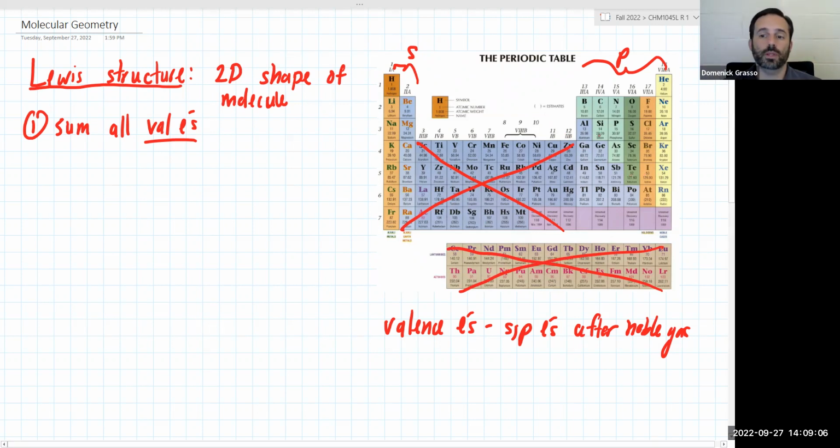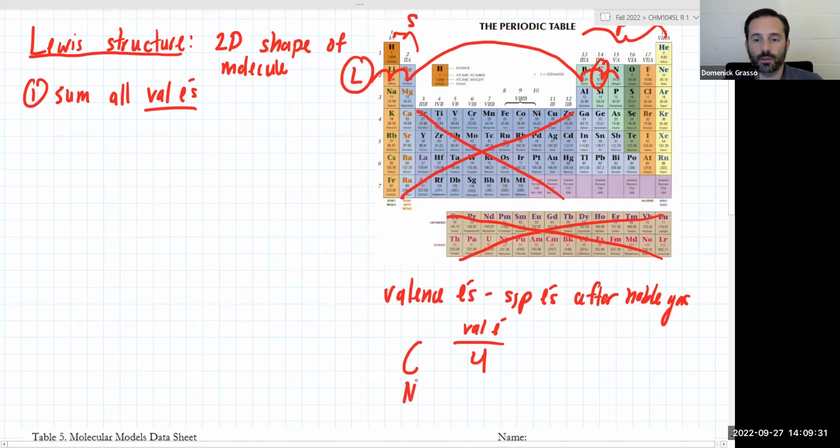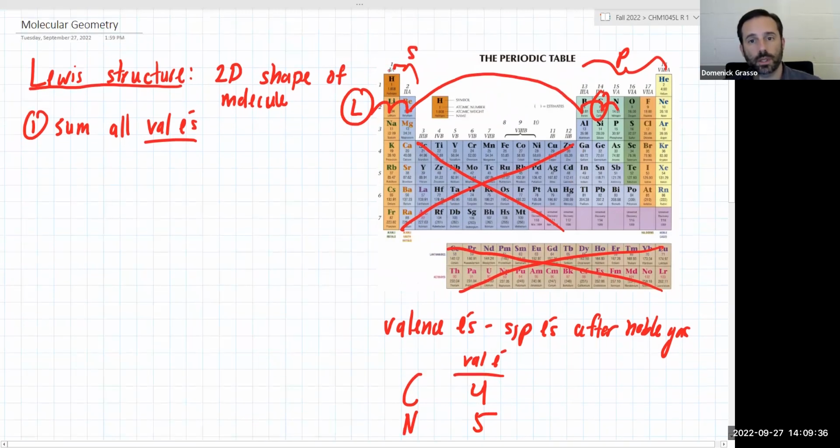Okay, so let's just do an example. Let's say I wanted to find the number of valence electrons for carbon. All we have to do to figure out how many s and p electrons it has after a noble gas is start on the left-hand side of the periodic table and count over: 1, 2, 3, 4. Carbon's got 4. If carbon has 4, nitrogen would have 5, and we're counting electrons.